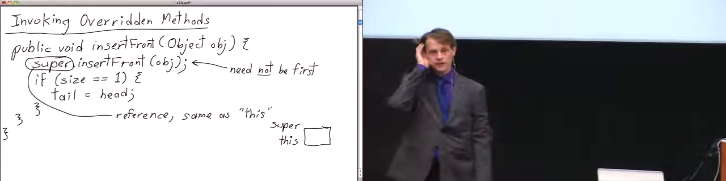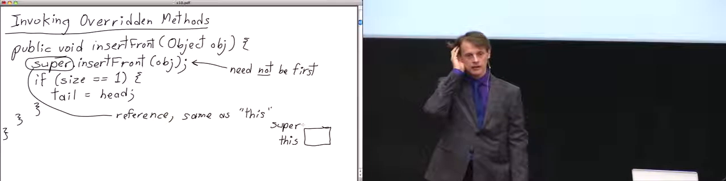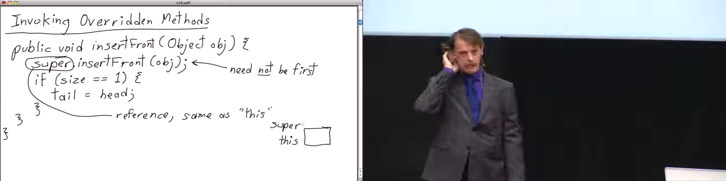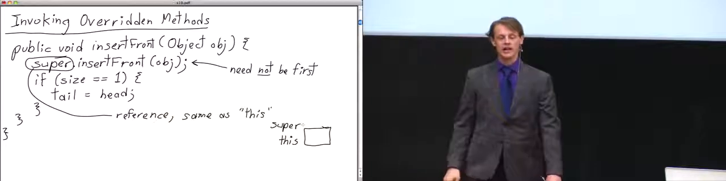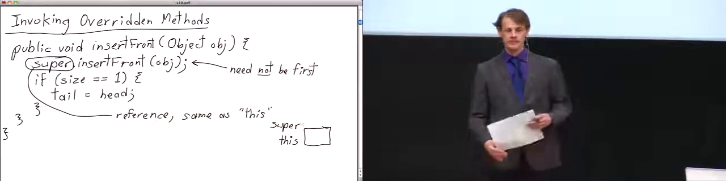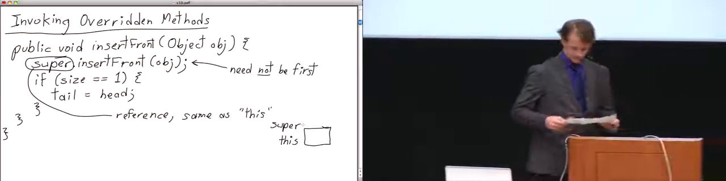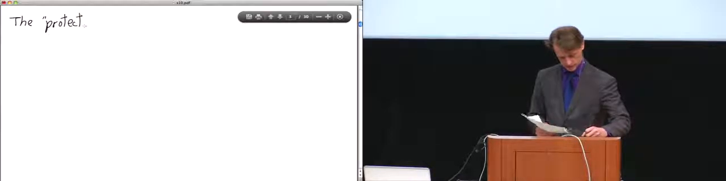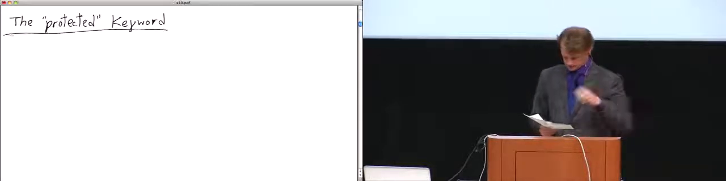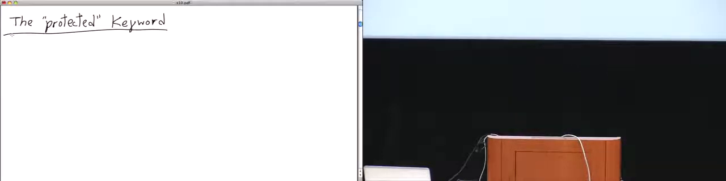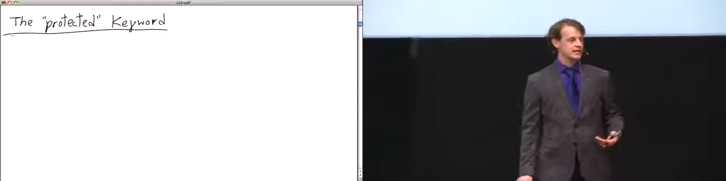Yes? In a subclass, you're asking, are there private methods? No, the subclass cannot access anything private in the superclass. Which brings us to our next topic, actually. So I lied when I said that we do not have to change the slist class. There actually is one change we need to make.